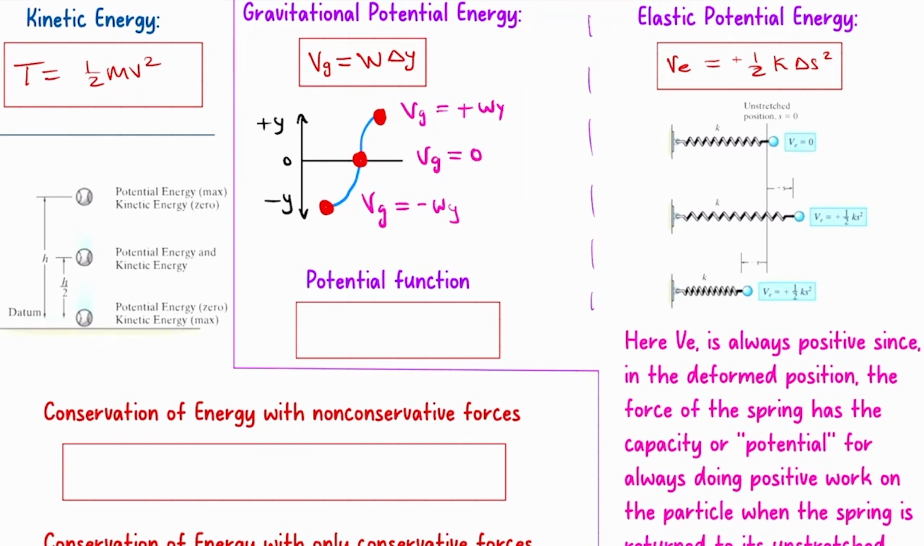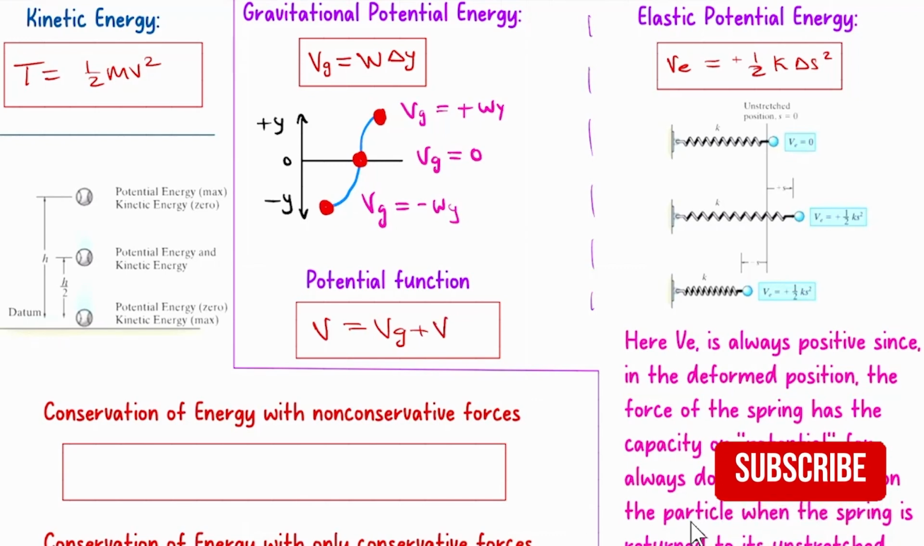Anyways, if you have a system that has both, most of the time you will always have gravitational potential energy, but sometimes if you have a spring, you can also have the elastic potential energy. So the overall potential energy function is V equals Vg plus Ve. So the amount of potential energy from gravity and from elastic work.